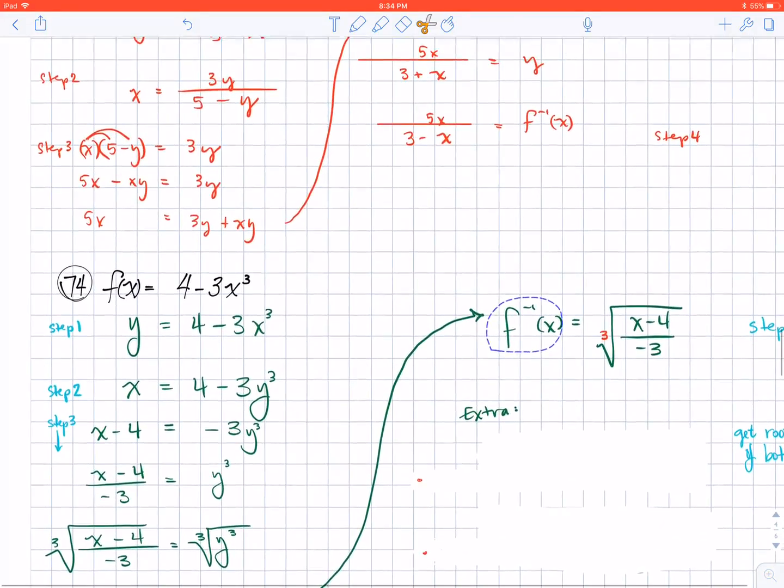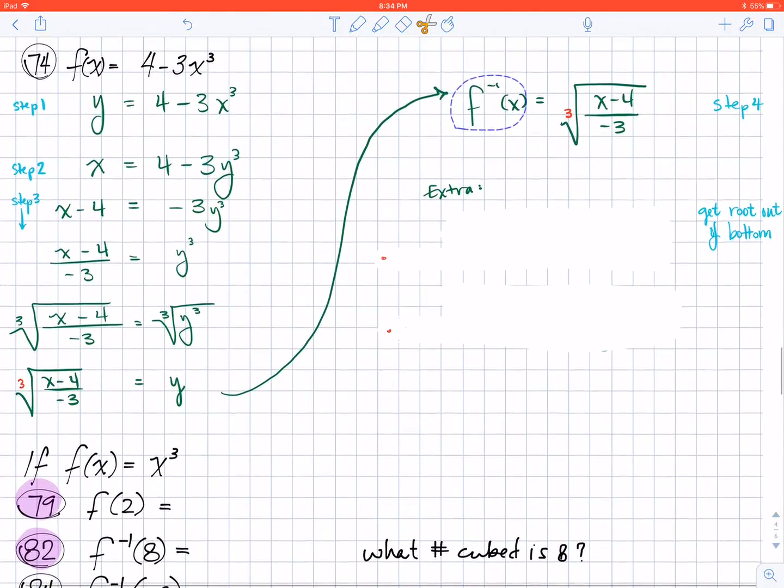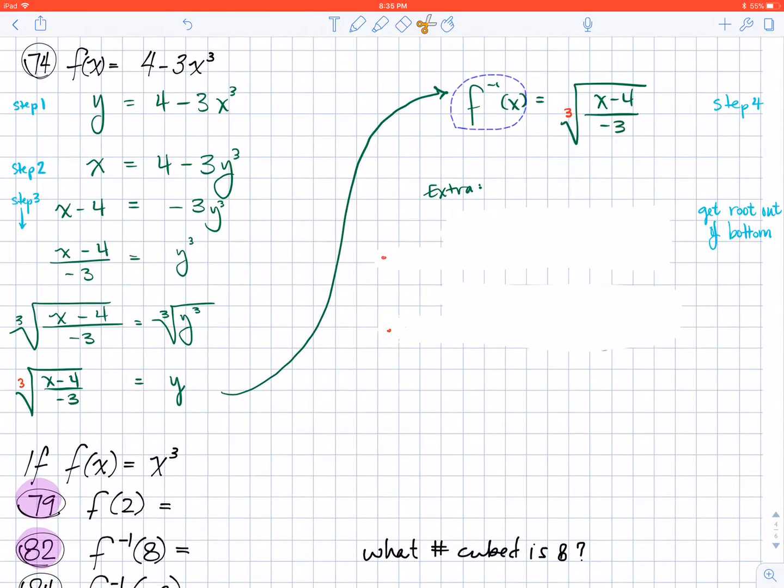And that takes care of those two examples. You can forget the extra parts there. We will talk about those in class.